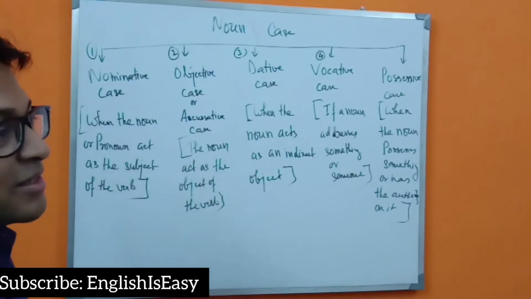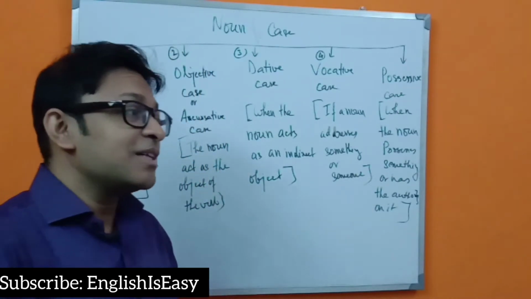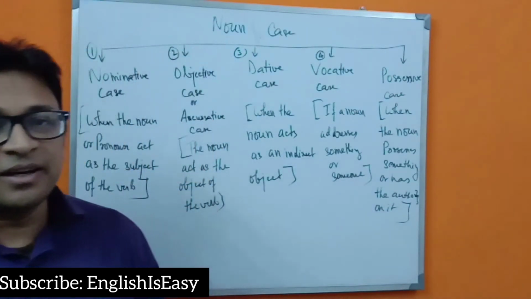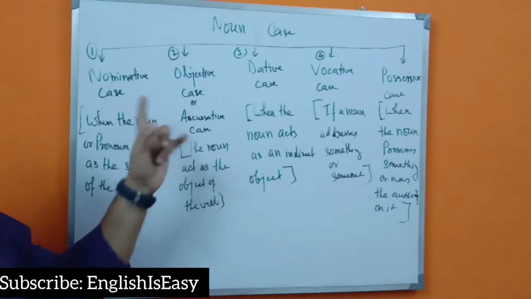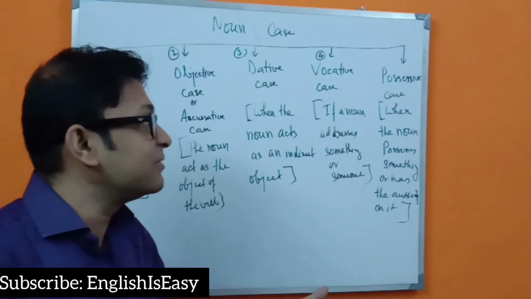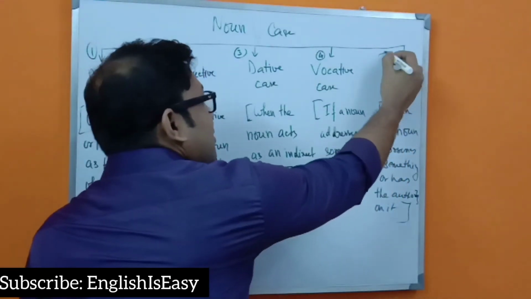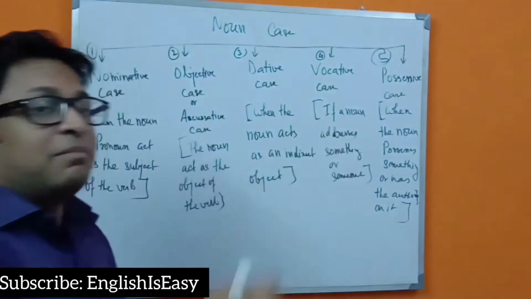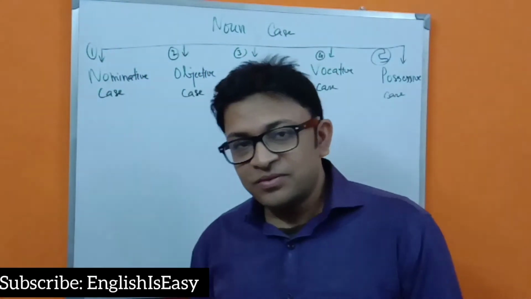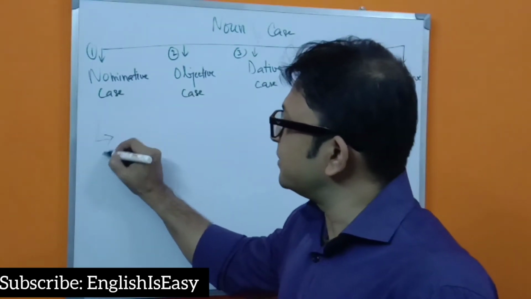Now you have to understand how you are going to identify which thing is what. How is the nominative case identified, or how will we identify the objective or accusative case, or the dative case, or vocative case, or the last one, possessive case? So we have to understand it by some examples. So let's start with the nominative. Some examples of nominative case.